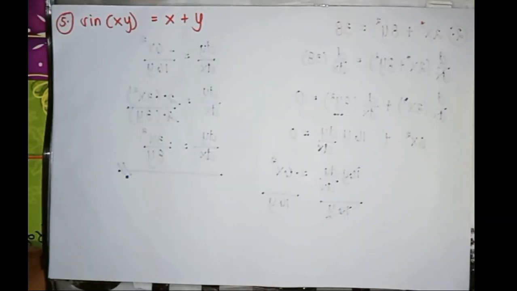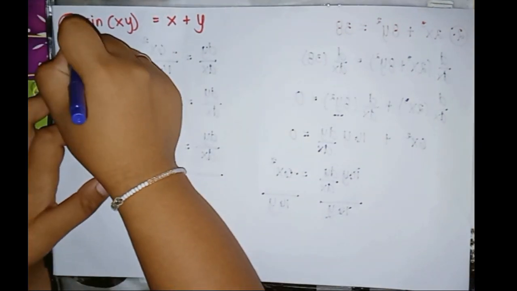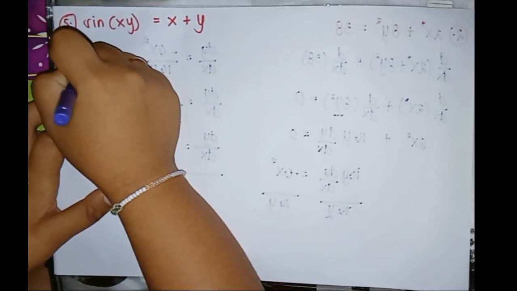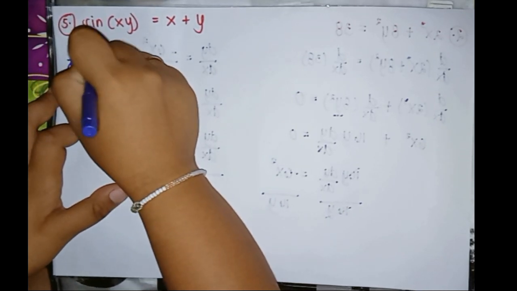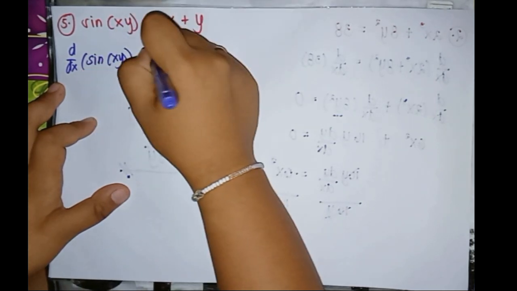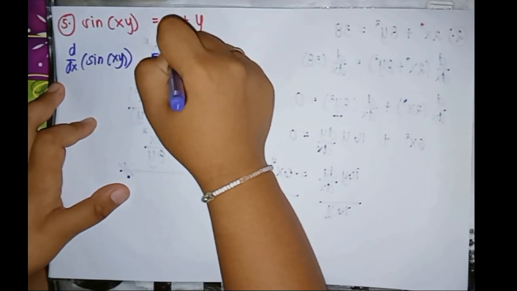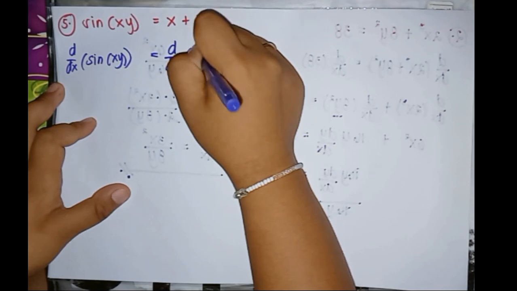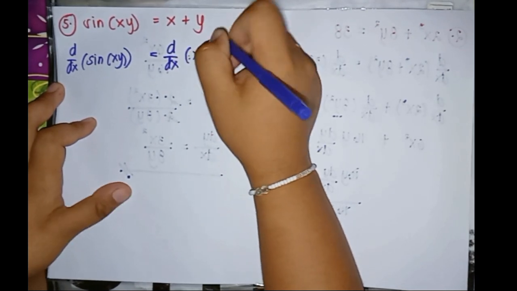Okay, so now we are down to our last example, still involving trigonometric functions, but this one is a little bit more complex. So the first thing that we'll always do is get the derivative of both sides. So we have d over dx sine of xy is equal to d over dx of x plus y.